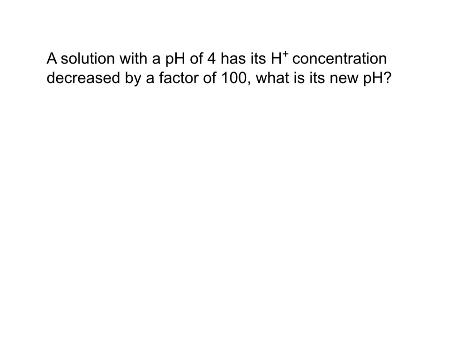Since it's a factor of 100, it will go up 2 steps in pH, 1 step for each 0 in the factor. So starting with a pH of 4, we want to go up 2 steps. 4, count up, 1 is 5, up the second step is going to be 6. So the new pH of this solution would be 6.